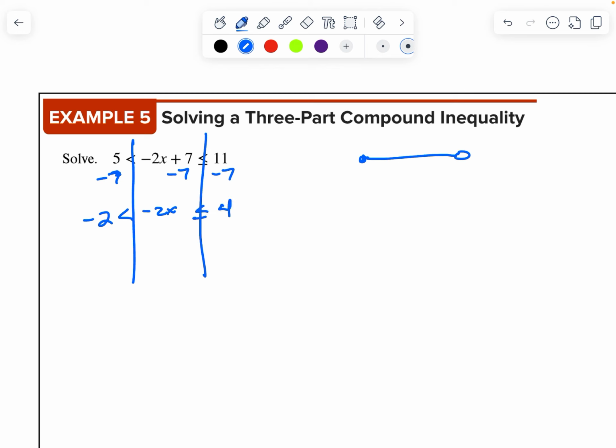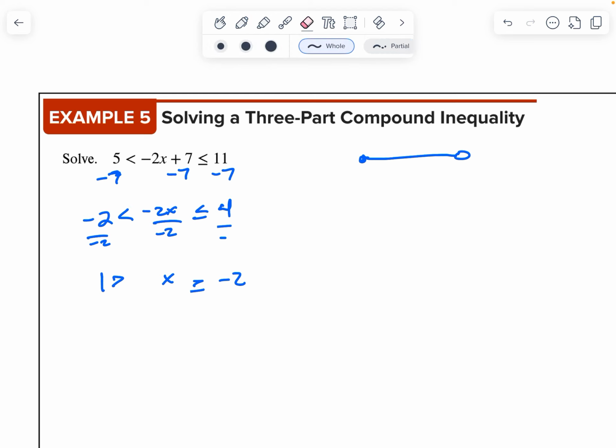4. To get x by itself, I can divide by -2. We're dividing by a negative here, so be careful. A 1, flip our sign, x, flip our sign. Oh, I didn't flip that first sign, did I? I said it and I didn't do it. Flip our sign, an x, flip our sign, and a -2. I'm going to erase these dividing bars here now. Let's clean this up a little bit. So 1 greater than x greater than or equal to -2.